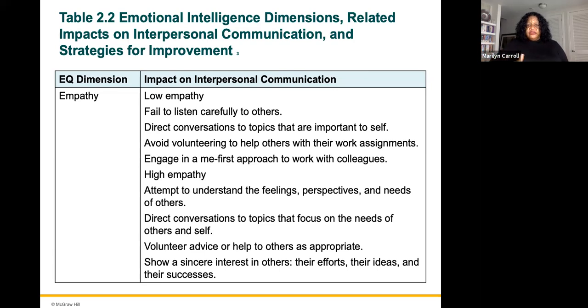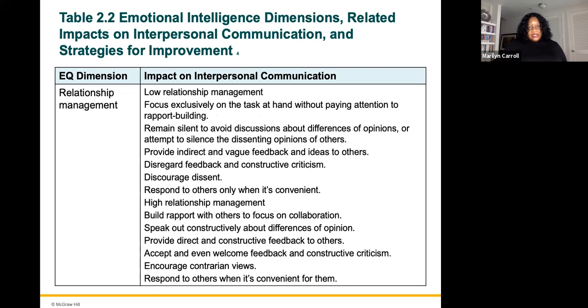Do you do that? Do you direct conversations on topics that focus on the needs of others and self? Are you volunteering advice or help to others as appropriate? Are you showing a sincere interest in others, their efforts, their ideas, and their successes? That's empathy at its highest.